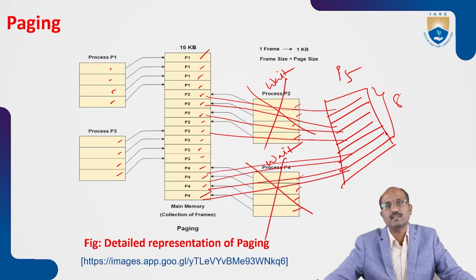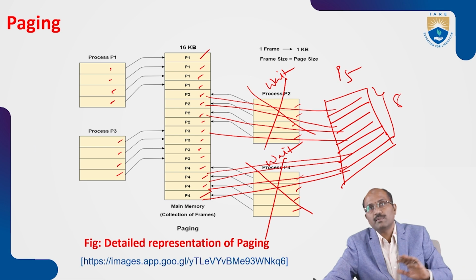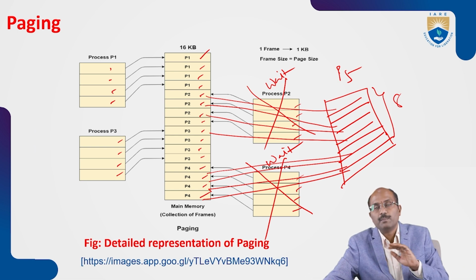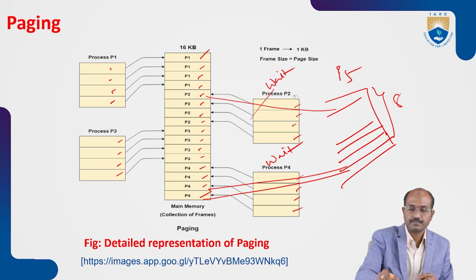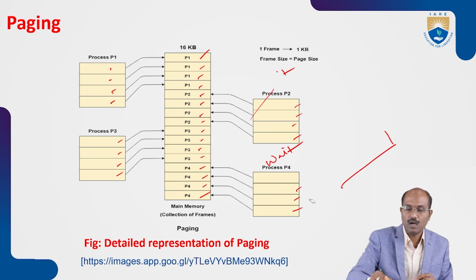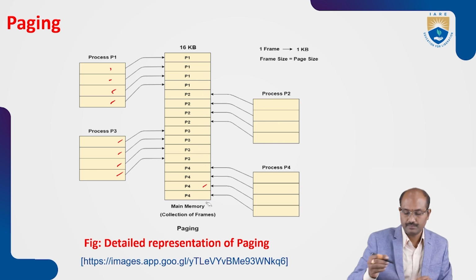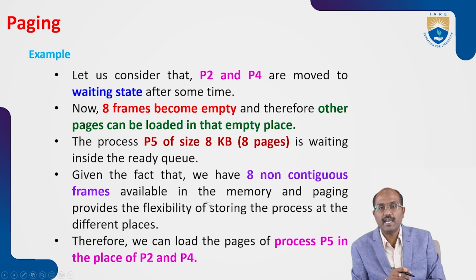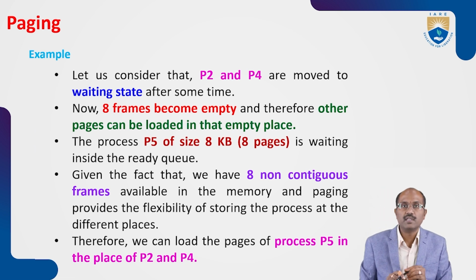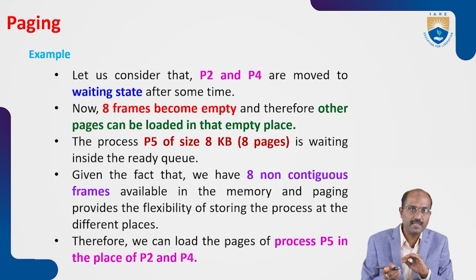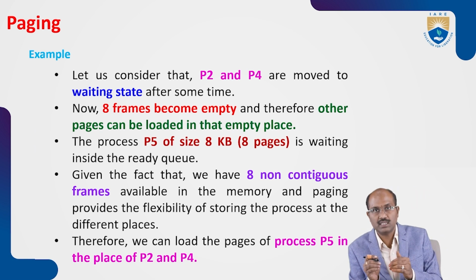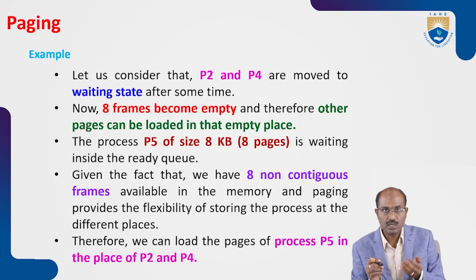That is the procedure. So that process can be completely removed. Then P5 comes, and P5 completely occupies that space. So the 8 pages of P5 came. Then P2 and P4 are removed, and P5 completely comes and can be occupied instead of the processes from P2 and P4.